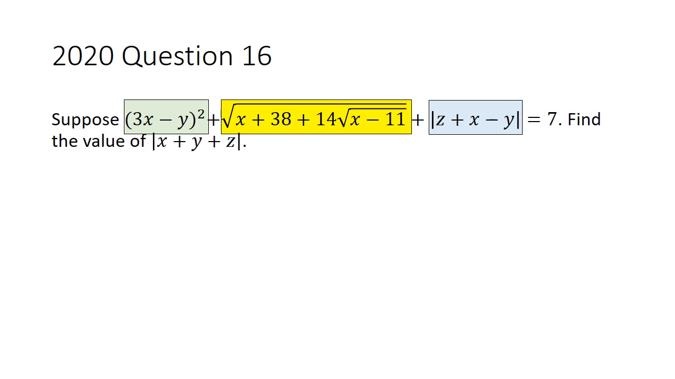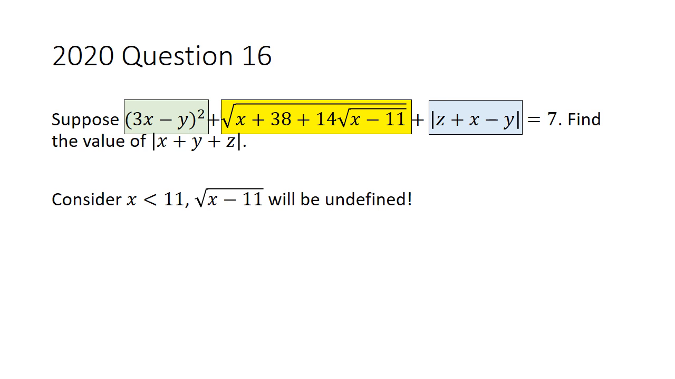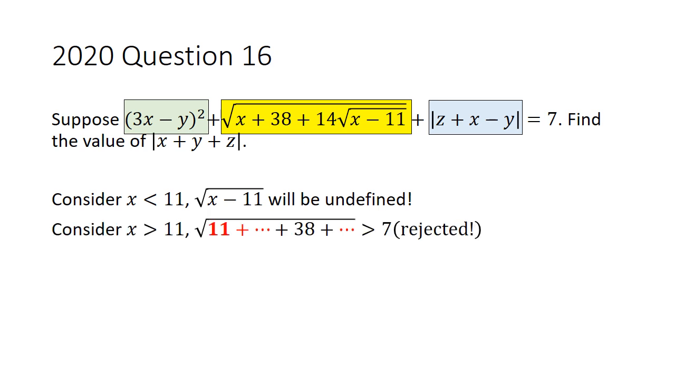And let's first examine the surd highlighted in yellow. Let's take the case, can x be less than 11? Nope. If x is less than 11, then we'll be taking the square root of a negative number. That would be undefined. But could x be more than 11? Well, that's not possible either. Otherwise, I'll be taking the square root of 11 plus 38 plus a positive term, and that would be more than 7. And if the yellow term is more than 7, and the green and blue terms are non-negative, the left-hand side surely is bigger than 7, and it cannot be equal to 7. So x cannot be bigger than 11. Therefore, x has to be exactly 11.